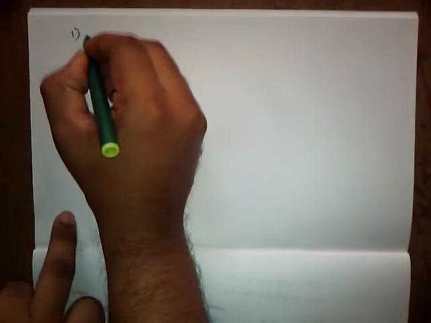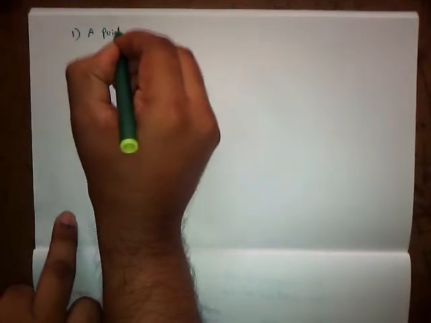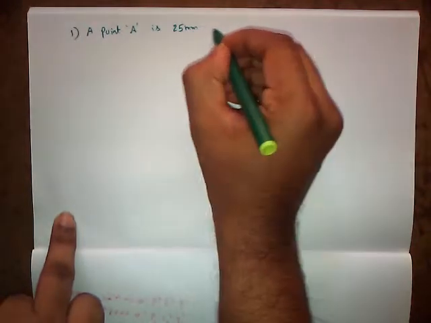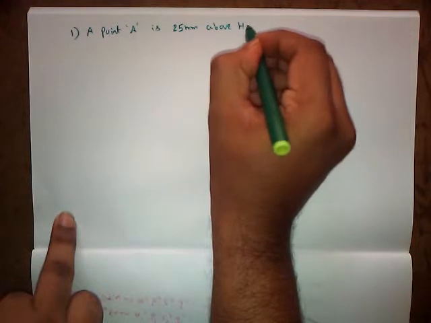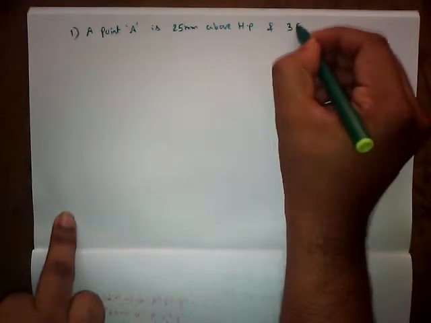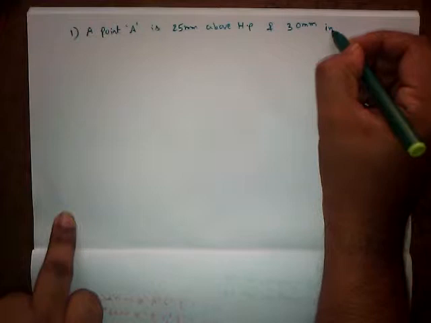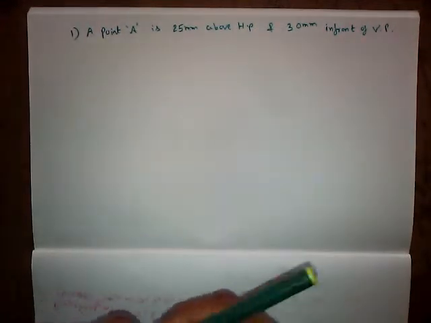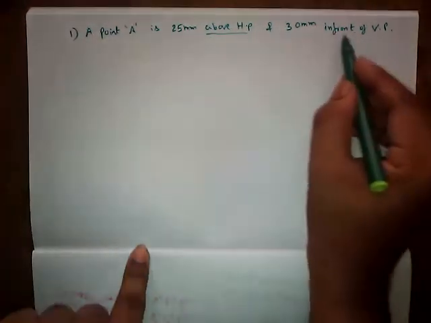Let us learn a few examples before going into the direct questions. We shall take the first question in this manner. A point capital A is 25 mm above HP and 30 mm in front of VP.